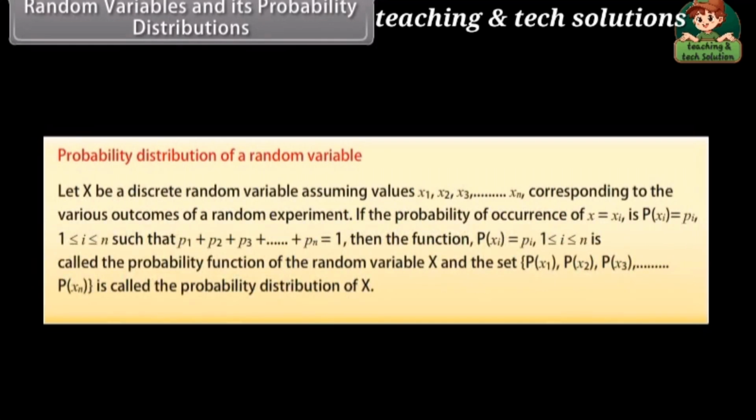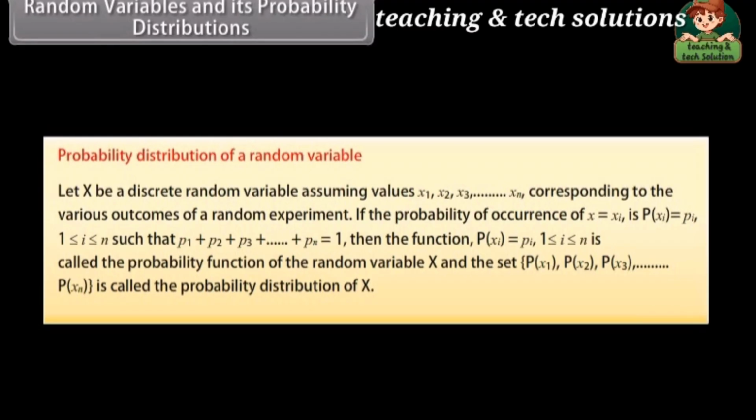Let X be a discrete random variable assuming values x1, x2, x3 up to xn, corresponding to the various outcomes of a random experiment. If the probability of occurrence of X equal to xi is pi, 1 ≤ i ≤ n, such that p1 + p2 + p3 + ... + pn = 1.